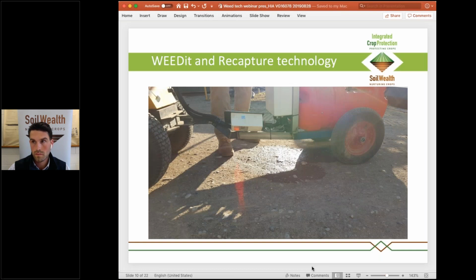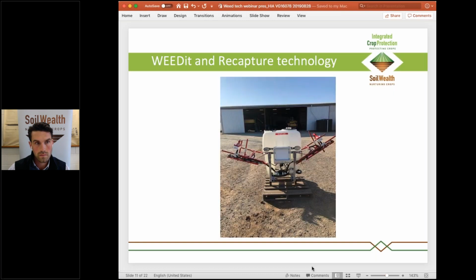But the best part of WEEDit, especially getting into our vegetables, our vineyards, our blueberries and raspberries, a lot of those row crops, is that there's a lot of people out there that are organic. We can run organic products through this WEEDit. That is the best part of it. So I've got people applying Slasher through this system, which is an organic glyphosate. We can run Basta through it.